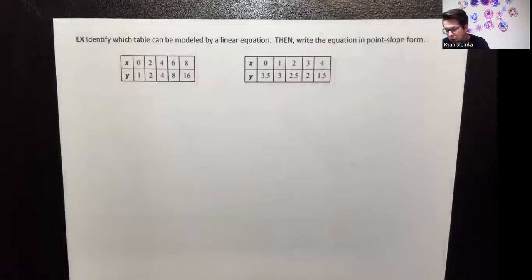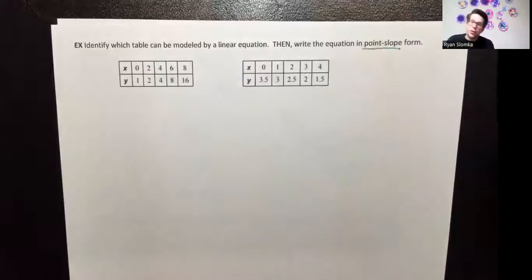And then the second part is to write the equation in, once again, point slope form. You have other forms available to you like slope intercept or standard, but we're specifically sticking to point slope form, so please make sure you honor those directions. Okay, so let's see if we can do the first part.